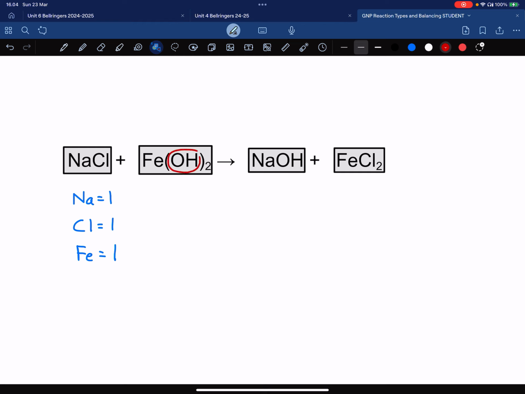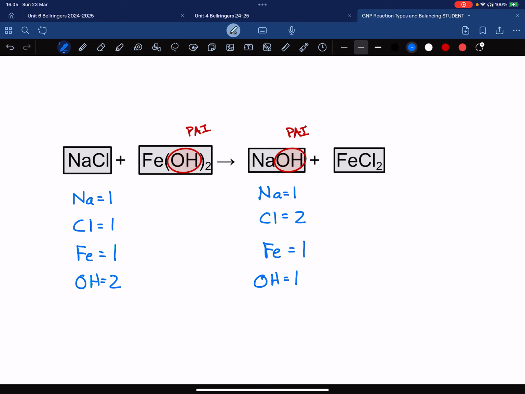Now, take a look at this though. That is a hydroxide ion, and there is another hydroxide ion right there. That is a polyatomic ion. It does not change. So I'm going to treat it as an OH, not as a separate oxygen and hydrogen. You can do that if you want, but it's easier to treat it as a polyatomic ion. So OH, I have 2 of them. On the other side, I've got a sodium. I've got an OH. There's only 1 of them. I've got a chlorine. There's 2 of them. I've got an iron. There's 1.